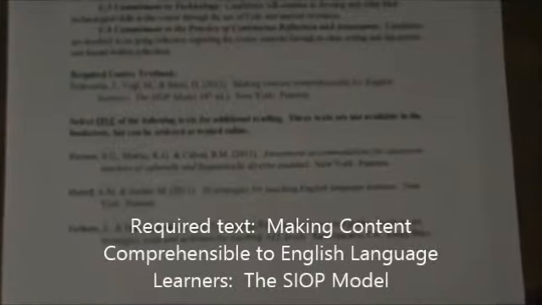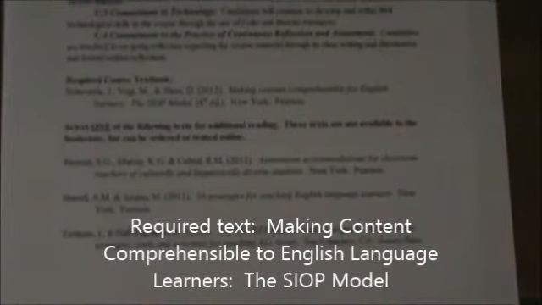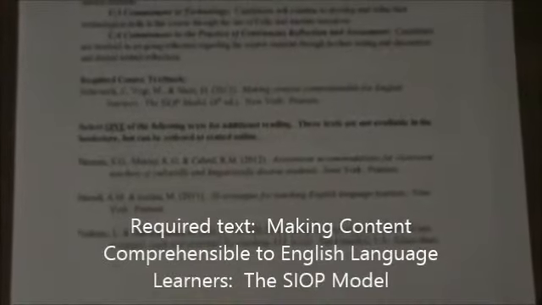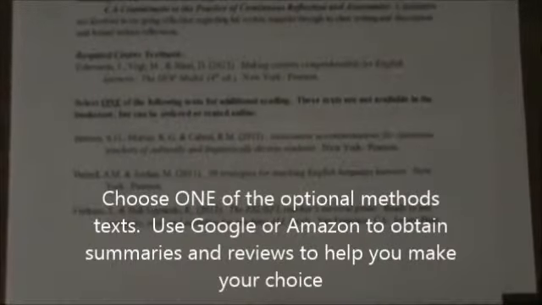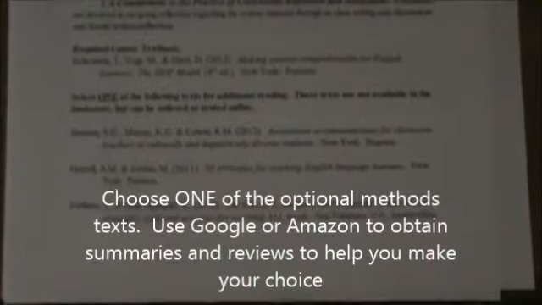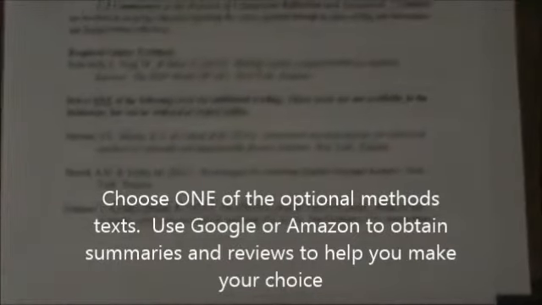There's one required textbook for the course. It is the SIOP model, Making Content Comprehensible for English Language Learners. It is available in the bookstore, so please access that as soon as possible. And then you will need to choose one of the optional texts. Please take a couple of minutes to Google them, look for reviews on Amazon so that you can select the text that most interests you.